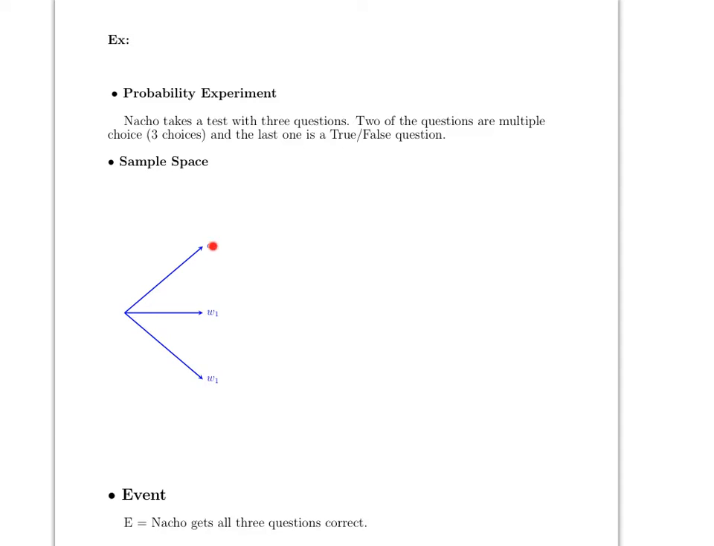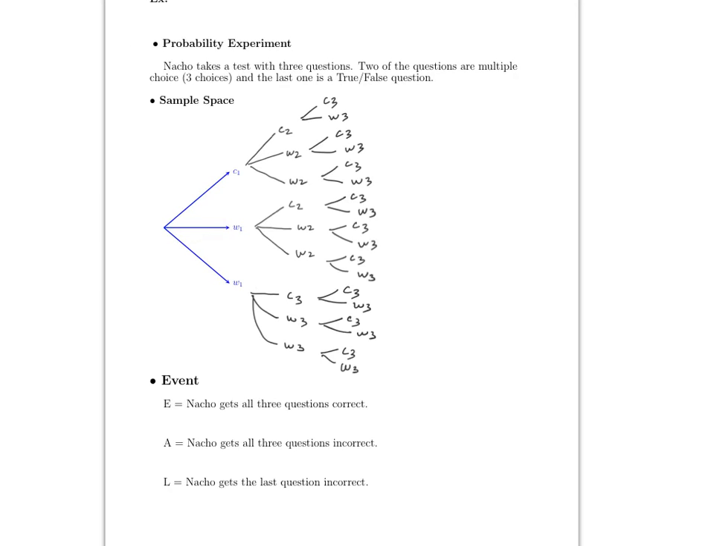This represents only the first question. If the first question is a multiple choice, it has 3 choices. One of the choices is correct, and the other 2 are wrong. It doesn't matter where the C1 goes. The 1 just means it's the first question, so you can have C1 in here or C1 in here. It doesn't matter, but you need to have 1 correct and 2 wrong. Before you see the tree, you should stop the video right now and try to figure out the tree by yourselves. The tree should look like this.